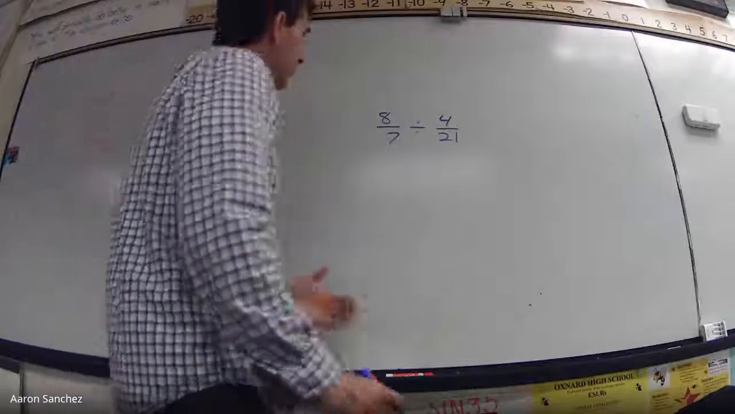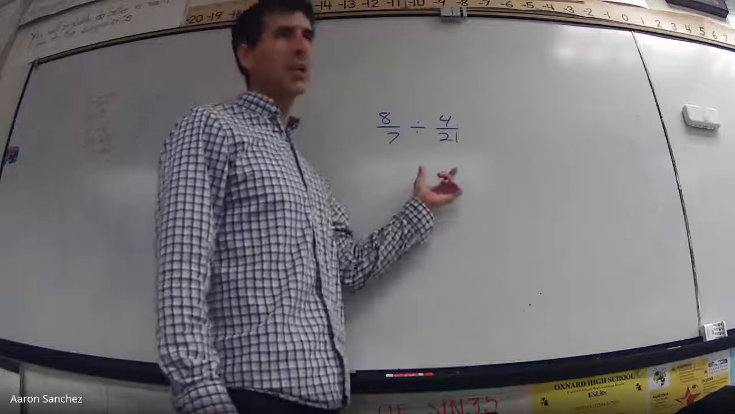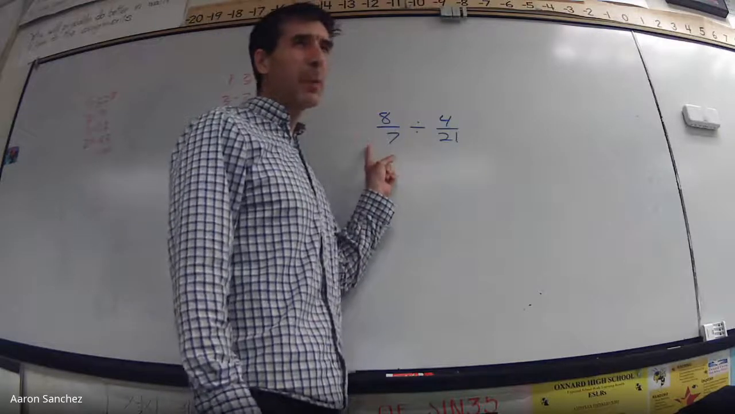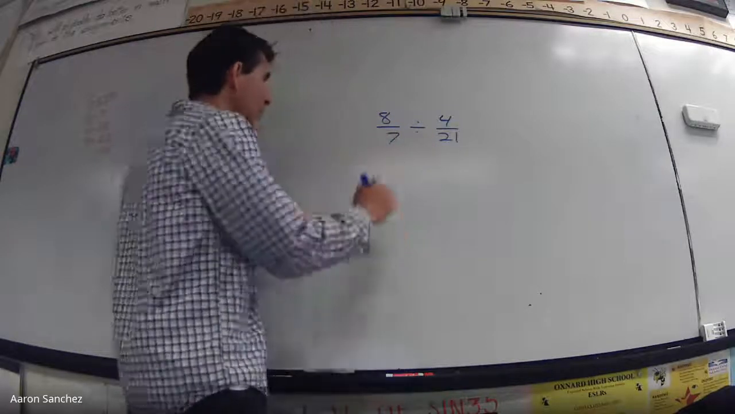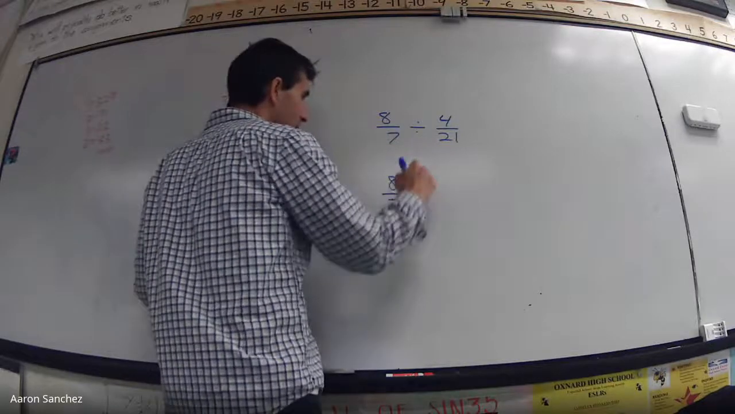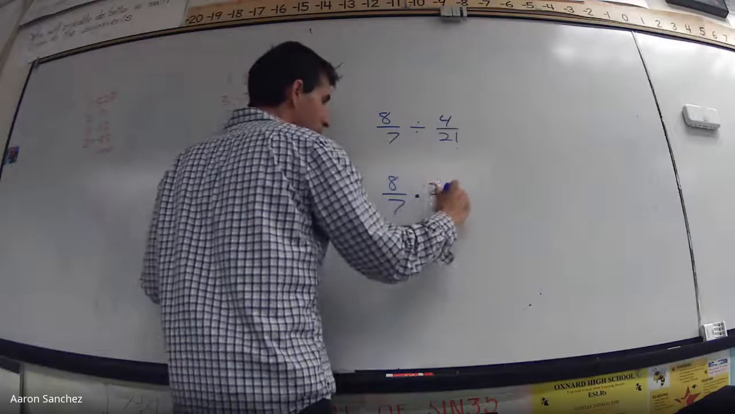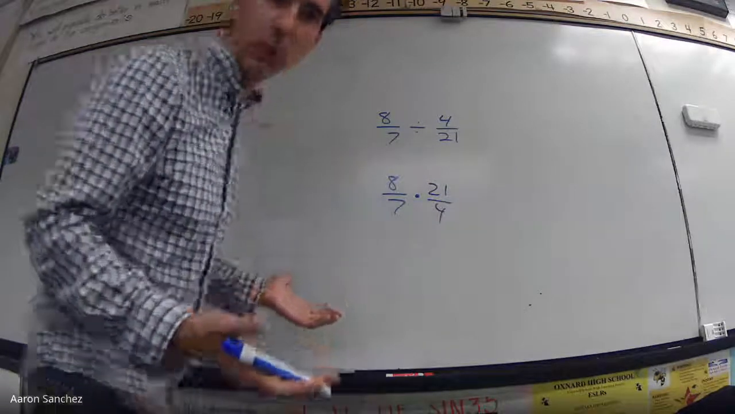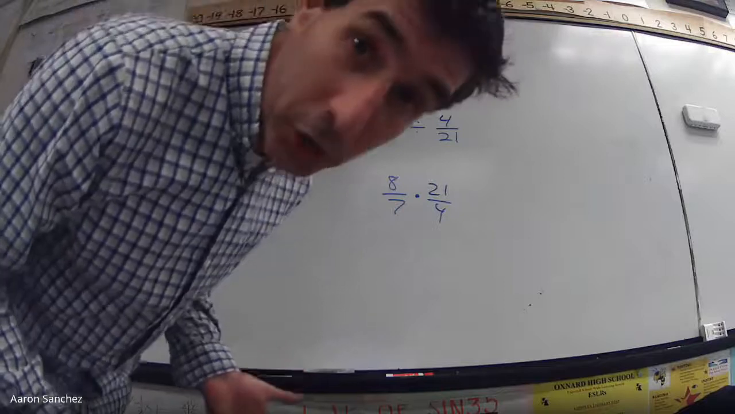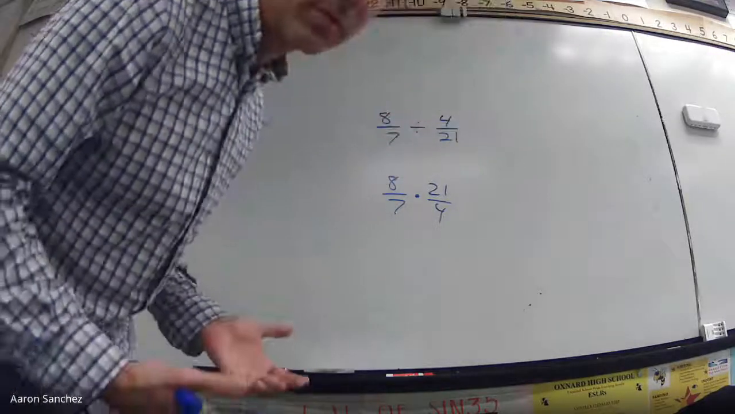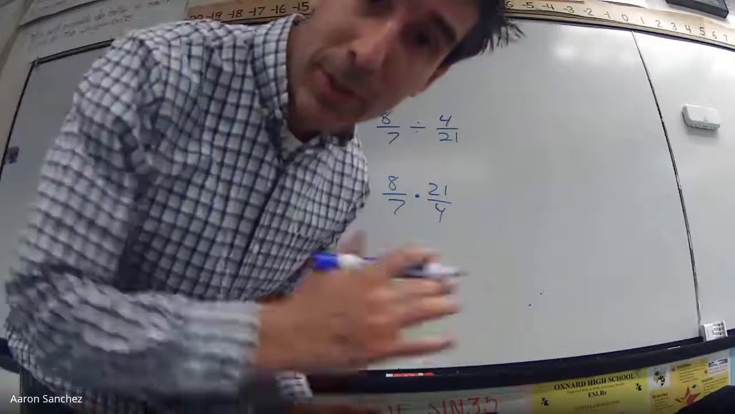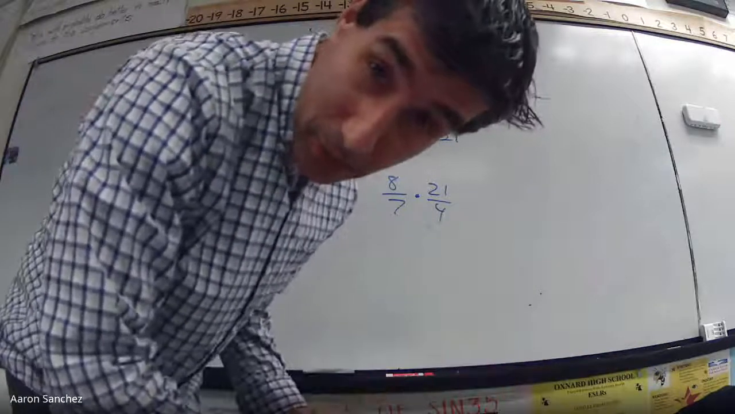Don't you change it to a multiplication, then flip the last fraction? Yes, that's 100% correct. Very good. I think someone said skip, change, or copy. It's copy, switch, flip. You copy the first 8/7, you switch the division into multiplication, and you flip this to 21/4. Now it's just a multiplication problem, or multiply by its reciprocal.